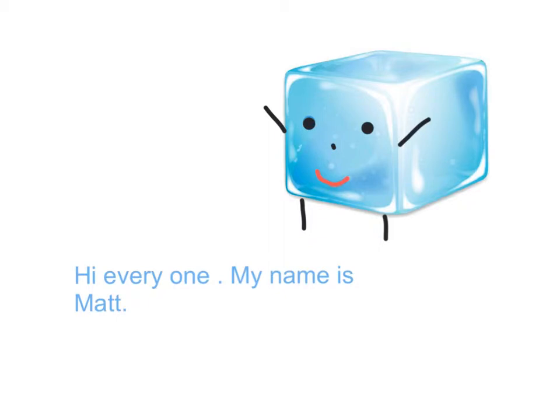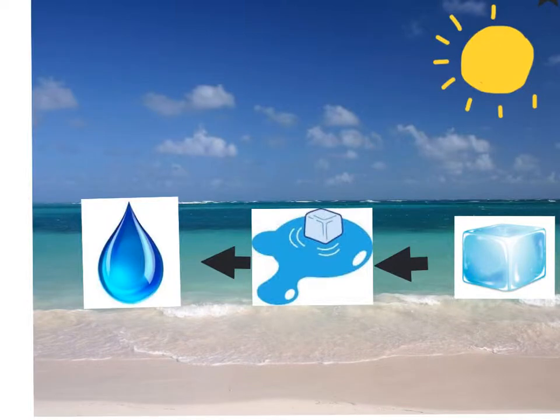This is the character we are going to use to show a few examples of phase changes. Okay, this is an example of melting. So this is a beach, and if you place the solid on the beach and then the sun is there, the sun is giving heat to the solid, so then the solid becomes hot and starts to melt and then turns into a liquid.